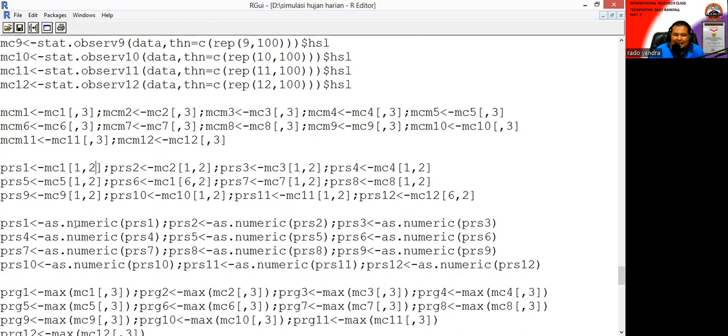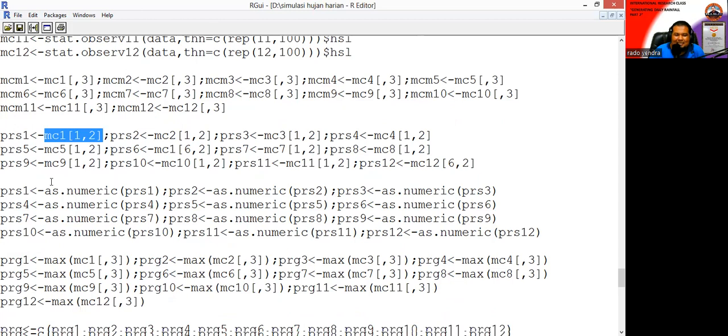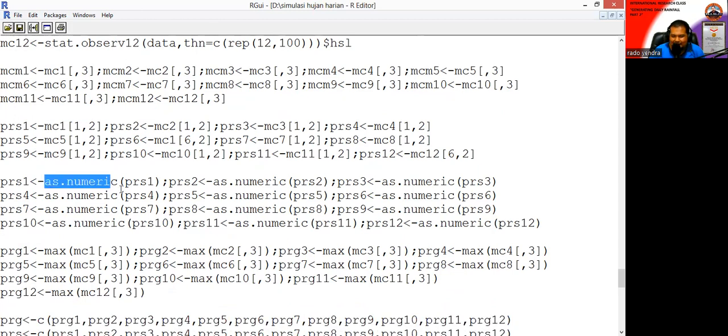We need to use as numeric, because if we only use this programming, the program cannot run, because in this programming there is still another variable, the name of the variable. So we must cancel the name of the variable using as numeric.